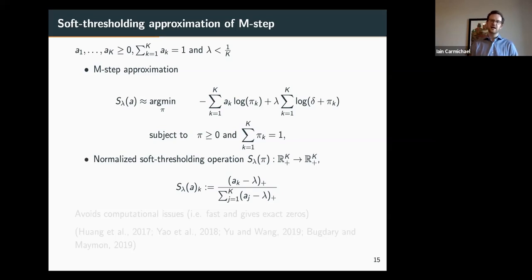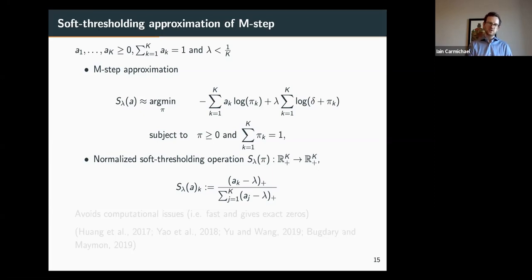Let S lambda be the normalized soft thresholding operation. S lambda takes a vector A and spits out another vector. It applies the soft thresholding operation to every entry of A, written here as A minus lambda, maximum with 0. The soft thresholding operation will set terms to 0 when lambda is bigger than, say, a_k. And then we normalize the result, so the vector that the normalized soft thresholding operator spits out sums to 1.